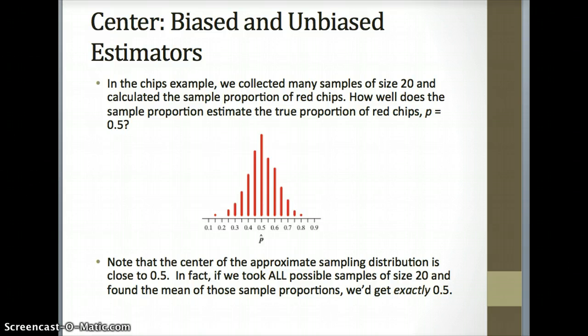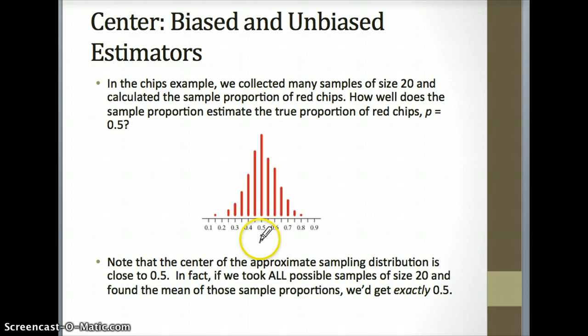So in the example, we collected many samples of 20. I think this was 500 samples of 20, and calculated a sample proportion of red chips. So we want to know how well this sample proportion estimates the true proportion of red chips, which was 0.5, which was half. So after taking the 500 samples, they put it into a dot plot.